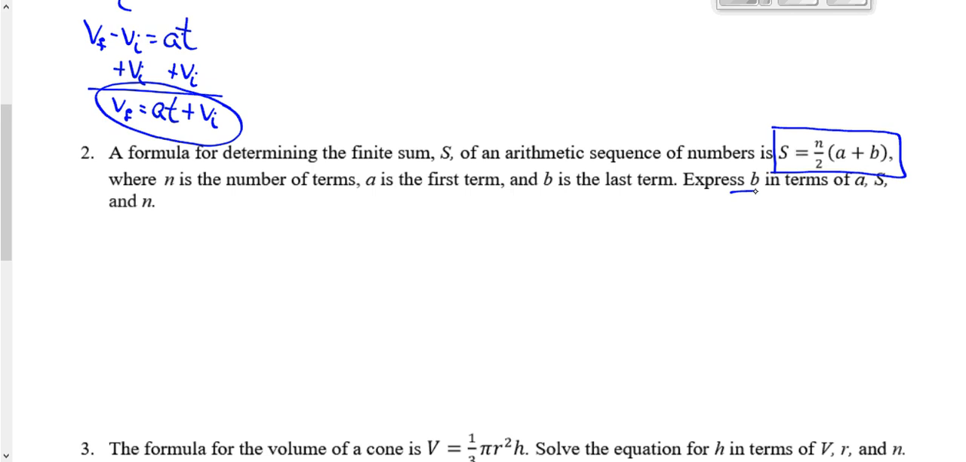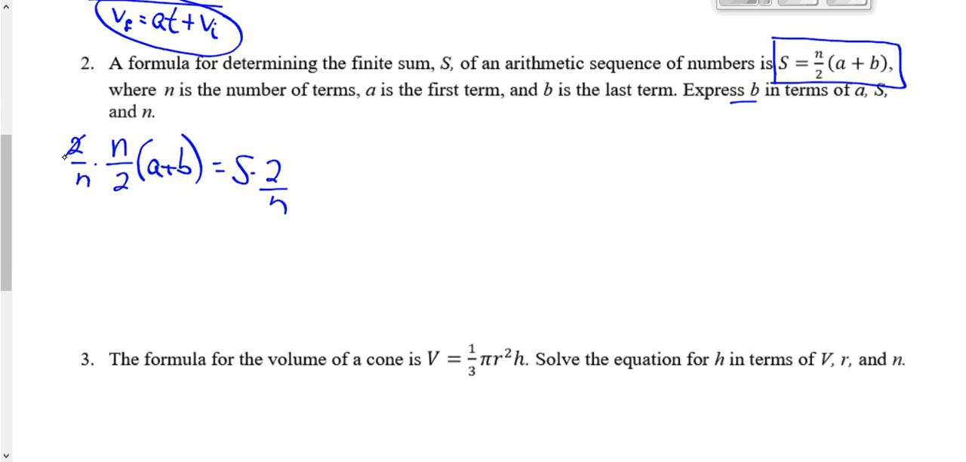So let me rewrite it the way I like to do, and again, you don't have to do this. N over 2 times A plus B equals S. We want to get rid of that fraction in front. Do you remember what we can multiply both sides by to make the 2 one? The reciprocal, because we want to undo multiplying by N and also undo dividing by 2. So we're going to multiply both sides by 2 over N.